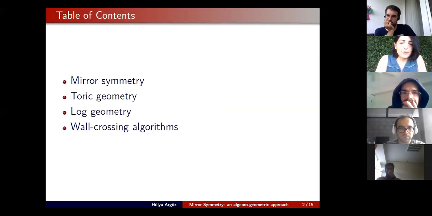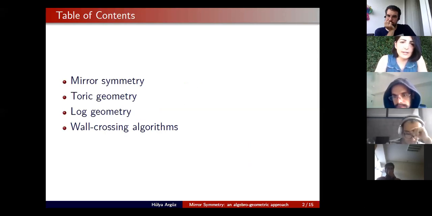So what I'd like to talk about today is mirror symmetry, what it is, and afterwards I will tell you about the main techniques we are using to understand mirror symmetry from this algebraic point of view of Gross-Siebert, namely toric geometry, log geometry, and wall crossing algorithms. And after that, I will report on the recent advances in this framework and what we have done here.